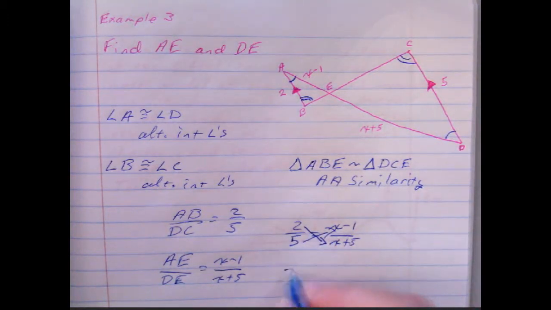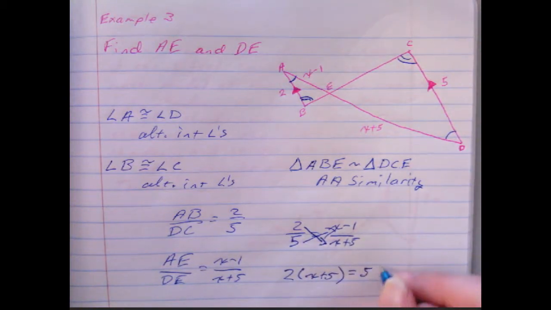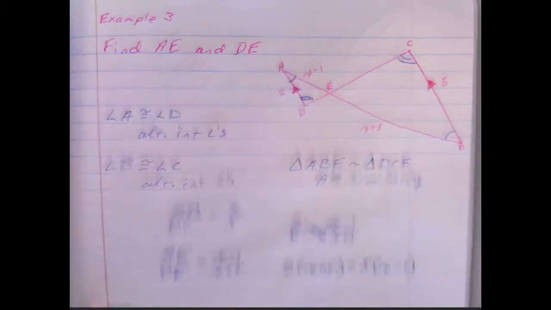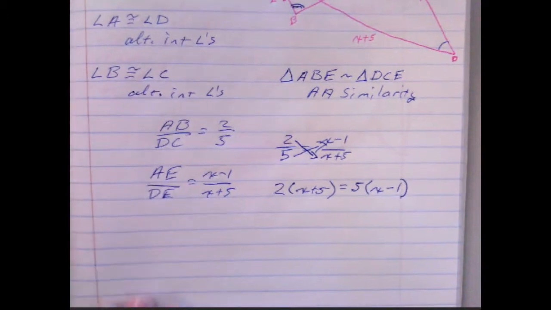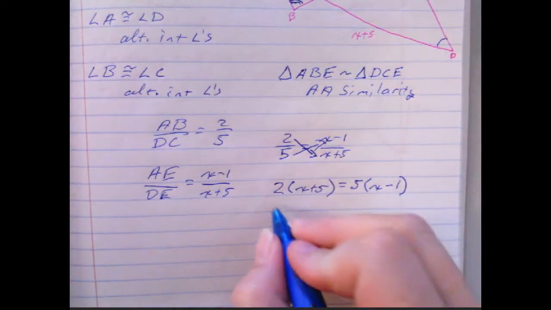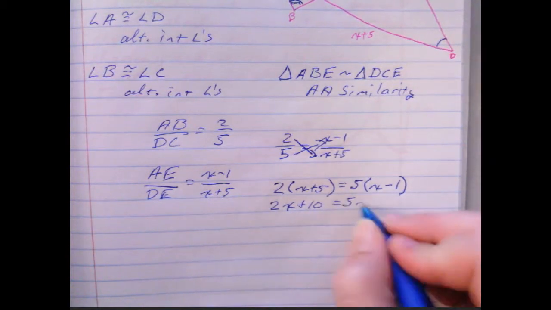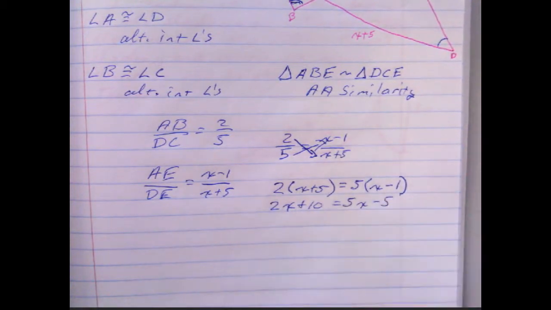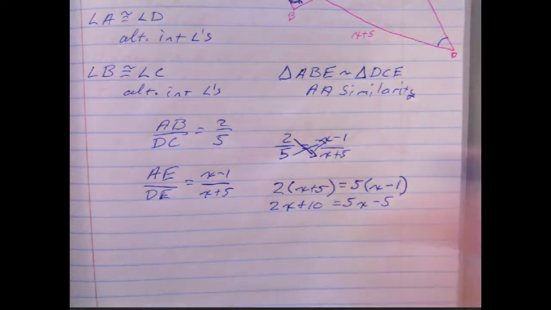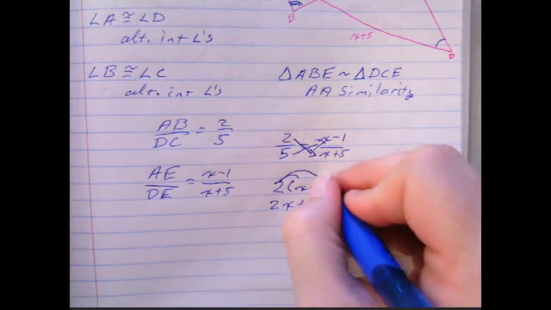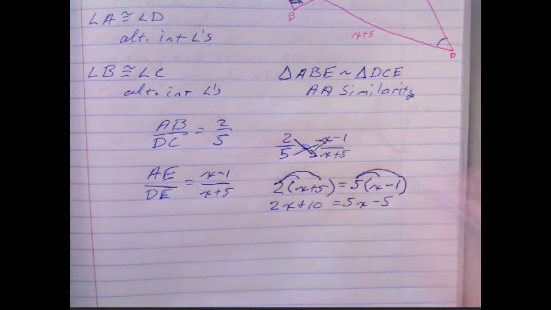So I'm going to take 2 times x plus 5 equals 5 times the x minus 1. I'm going to go ahead and slide up here. So then I'm going to distribute: 2x plus 10 equals 5x minus 5. Okay, so I was just distributing my 2 and distributing my 5.